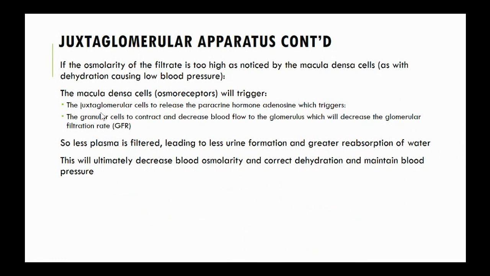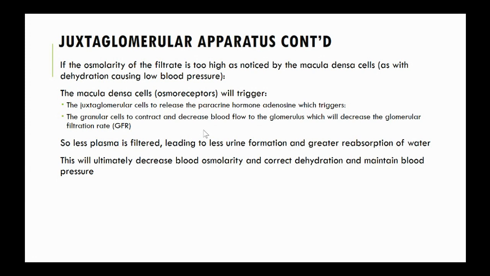Osmoreceptors are then going to trigger those JG cells to release paracrine hormone adenosine, which is then going to trigger our granular cells to contract and decrease the blood flow to the glomerulus, which is going to decrease our glomerular filtration rate. So in times of low blood pressure, so low blood flow, we're going to have to decrease our blood flow to the glomerulus. Then we're going to have less plasma filtered, leading to less urine formation and a greater reabsorption of water. Hopefully that's going to ultimately decrease our blood osmolarity, correct our dehydration, and maintain our blood pressure.